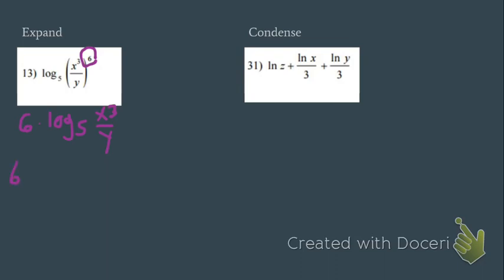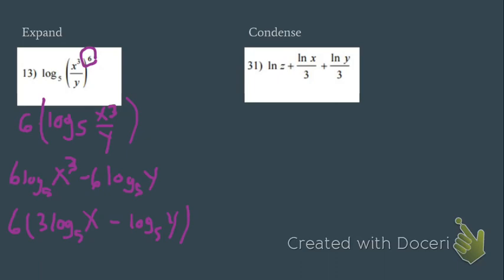Alright, now we can expand this out even more with that division. So we can rewrite it as 6 times the log of x cubed base 5 minus 6 times the log of y base 5. Because that 6 is in front of that log where it's x cubed over y, you have to put the 6 in front of both those terms. Or we could write it in front of the whole thing and just use parentheses. We could also bring this 3 over by the x in front of the log.